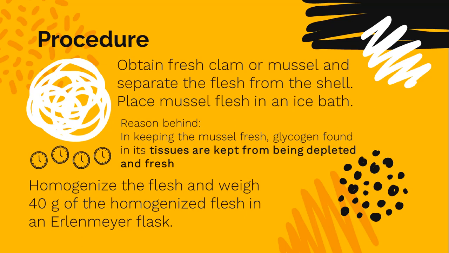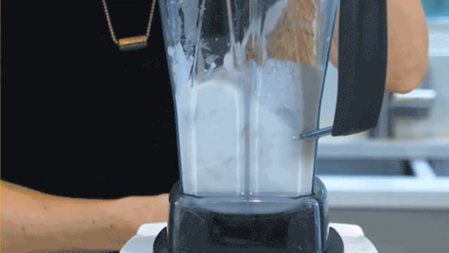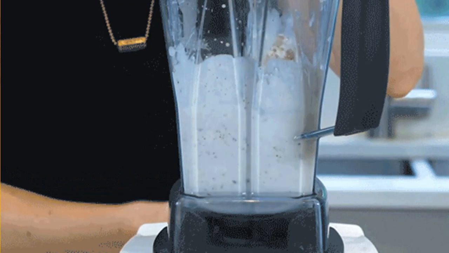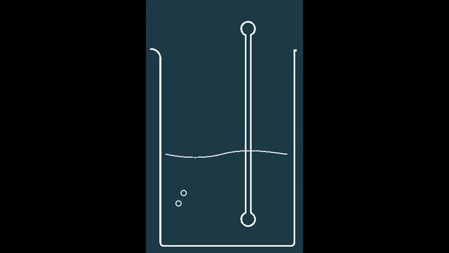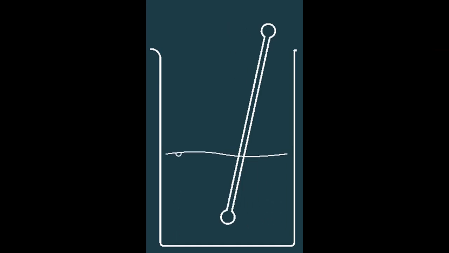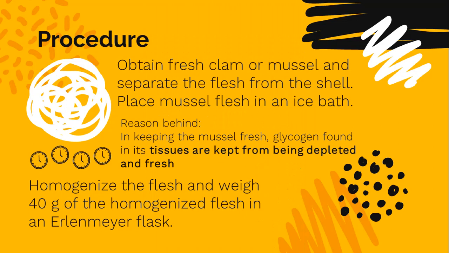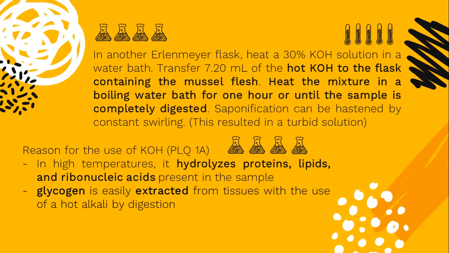Then, we need to homogenize the flesh through blending. 40 grams of the flesh will then be placed in an Erlenmeyer flask, which later will be mixed with hot KOH and heated in a water bath with constant stirring for complete digestion. However, from our experiment, it was observed that the use of a beaker is better than the Erlenmeyer flask, as it will give the experimenters more access to stir the flesh, thus better digestion. Digestion is the process of softening or disintegrating by means of heat.